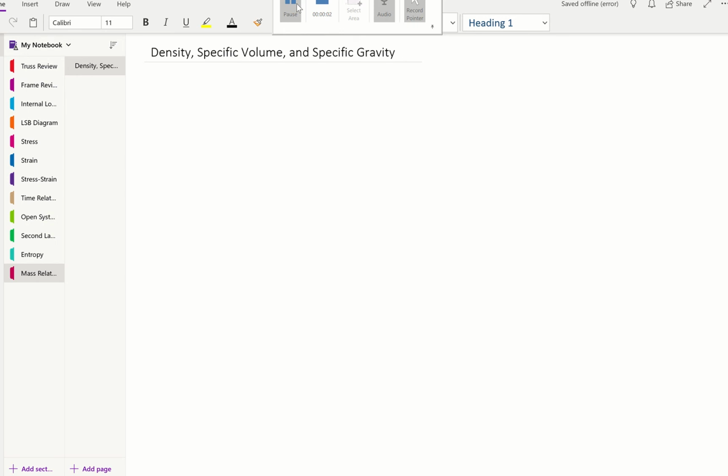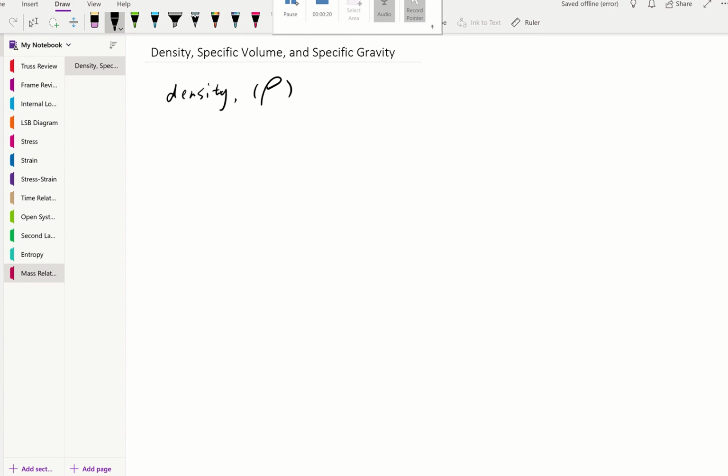So in this video we will look into concepts like density, specific volume, and specific gravity. We'll start with density. Density normally has the symbol rho, and density is equal to mass over volume. So in SI units, we have kilograms for mass and meters cubed for volume. So the unit for density is kilogram per meter cubed. The US system gives us pound mass per cubic foot.